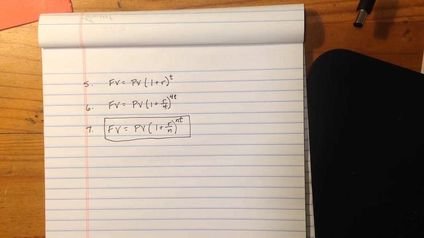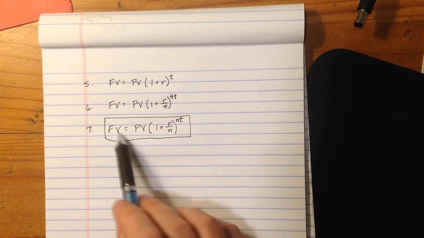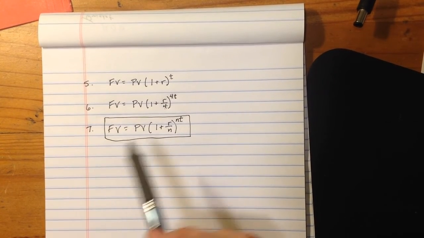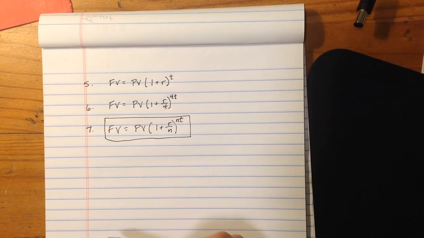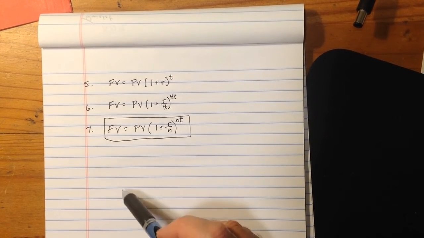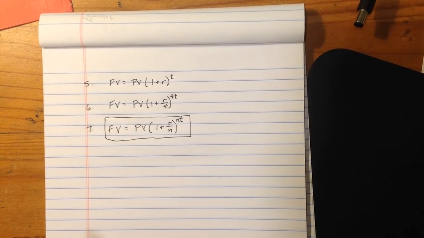All right, so you're going to use this formula to answer number 8 and 9. And then on number 10 and 11, you're going to compare your answers on 8 and 9 to some of the answers we got on the front page.